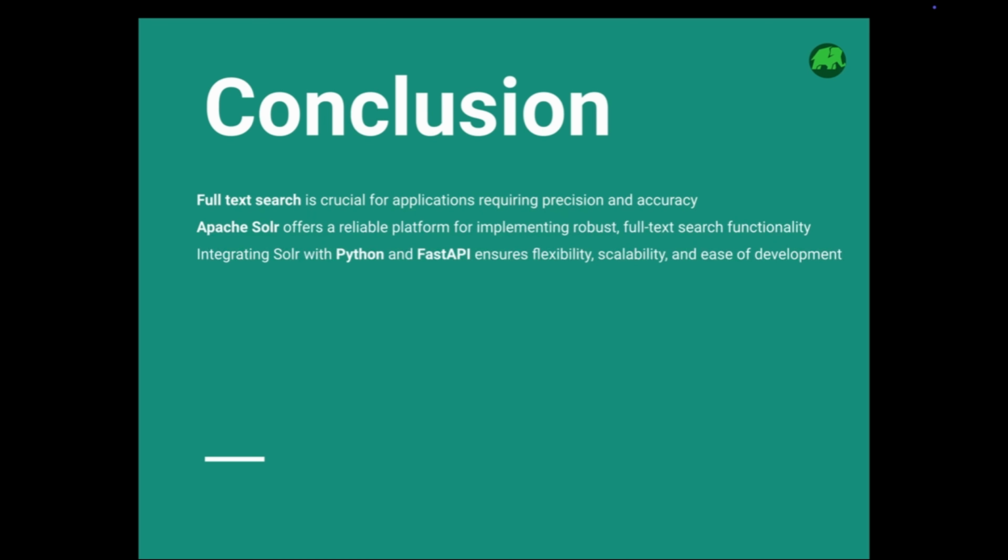To wrap up, full text search is essential for applications that demand precision and accuracy. With Apache Solr, you have a reliable and scalable platform for building robust search features. And when you pair it with Python and FastAPI, you get unmatched flexibility and ease of development. Whether you're managing small datasets or massive amounts of data, Solr is up for the challenge. That is a quick dive into Solr core, query URLs, and viewing search results.